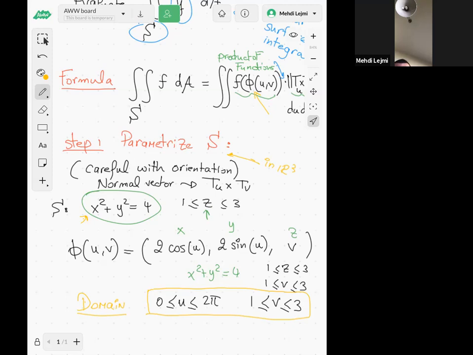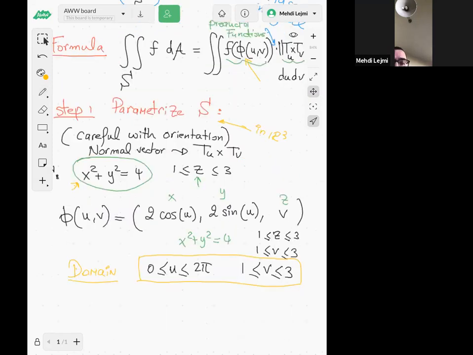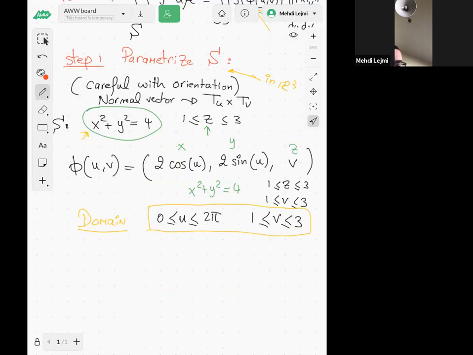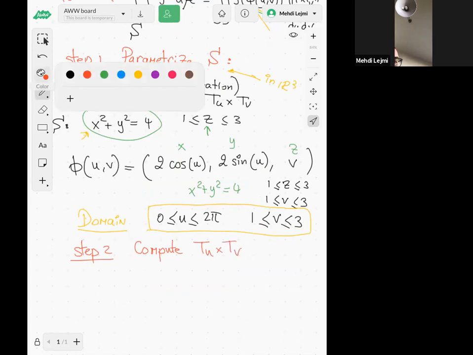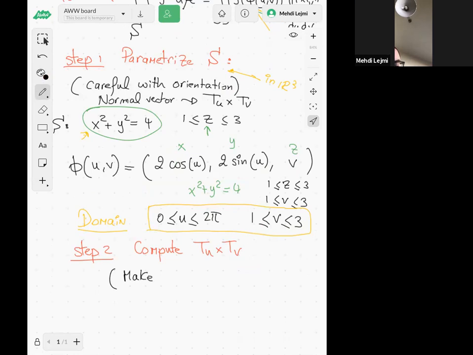Anyway, so this is the parameterization. Now, the second step, I would say, is to compute T_u cross T_v and make sure of the orientation.